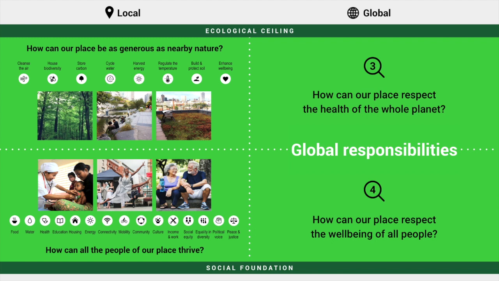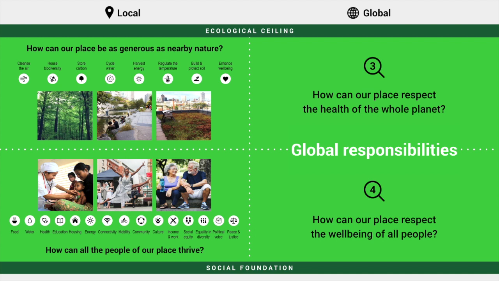What if nature's generosity became the aspiration for this place? Can we create human settlements that also cleanse the air and store carbon instead of releasing it? Can we regulate the temperature like the forest does from the treetops to the forest floor so that on a hot day, instead of having an urban heat island effect, we have a cool city or a cool town? Can we prevent flash flooding and absorb water underground and store it for when it's needed? Can we bring back wildlife? Can we enhance our well-being and harvest energy? So many designs for the places where we live will not only enhance their ecological generosity, but also enhance their resilience in the face of climate change.